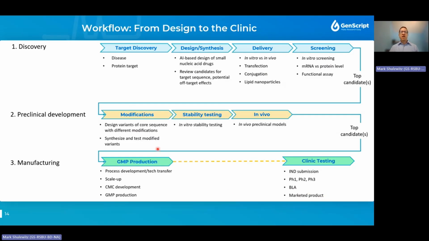Keep in mind, this workflow is really focused on therapeutic development, but of course, siRNAs, antisense oligos, even aptamers can be used for research applications. So a lot of this applies. In the case of research, you probably wouldn't necessarily continue into preclinical development, and you certainly wouldn't want to go to GMP manufacturing for a molecule that's only going to be used as a research tool.